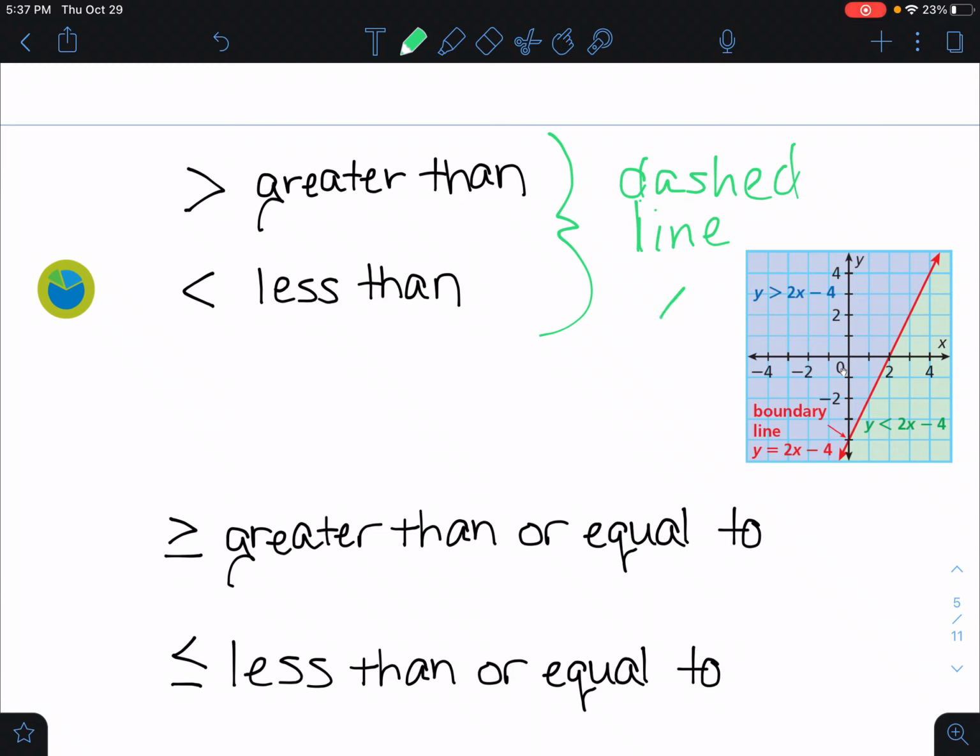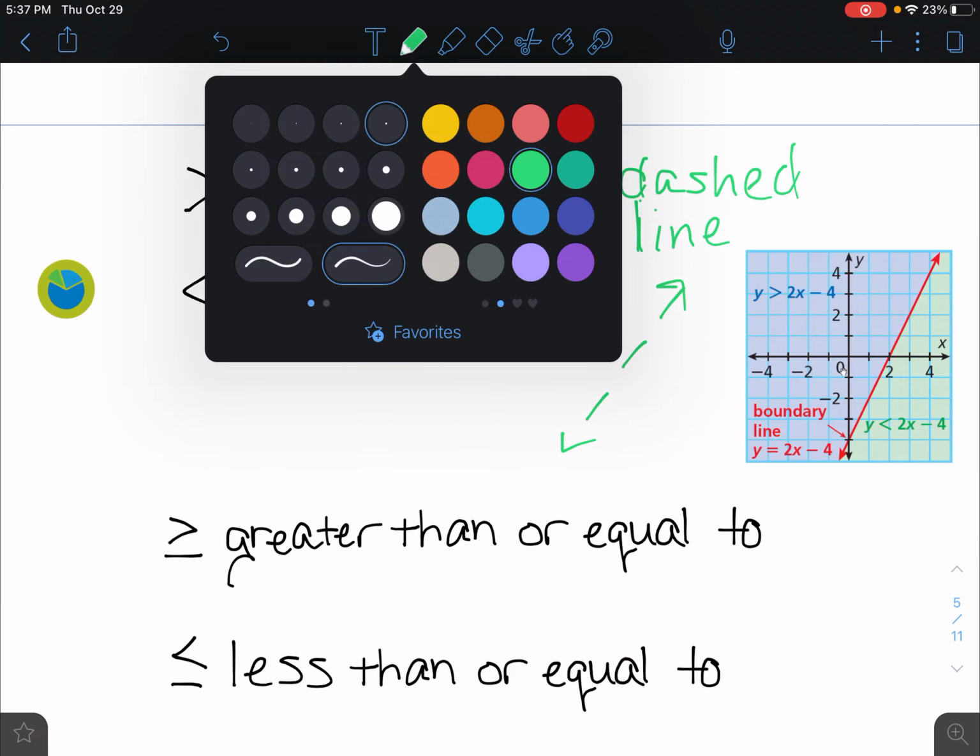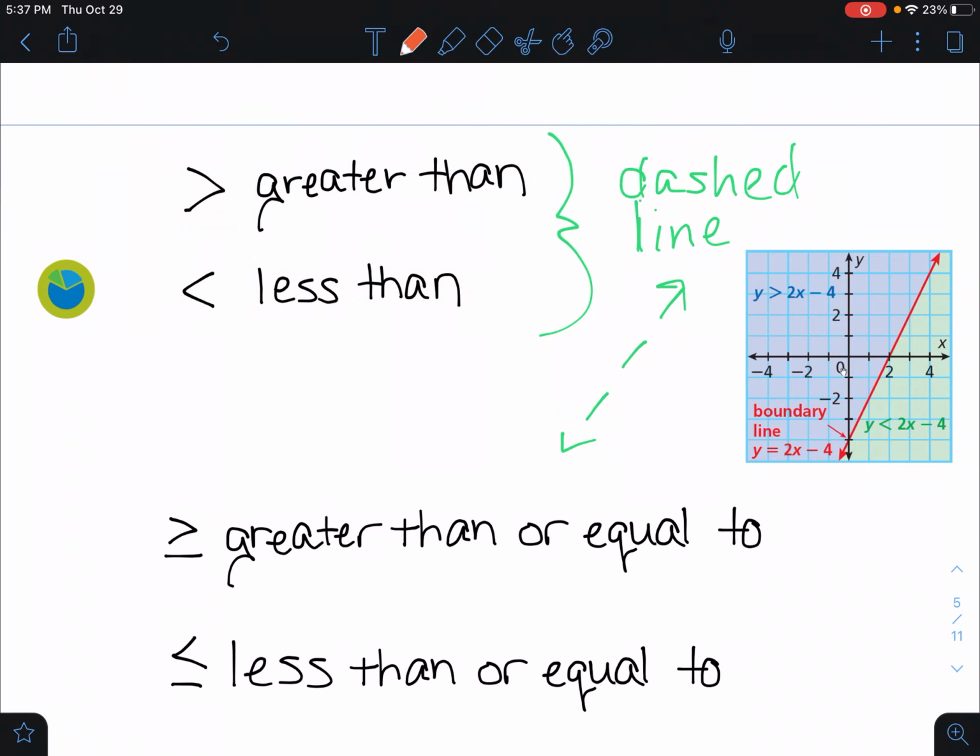Okay, so you'll draw your line. It'll look maybe like that. Okay. Now, if the boundary line is included, in other words, greater than or equal to, or less than or equal to, so it's got the or equal to, so that means we want to keep that line as a part of the solution set, then you're going to do a solid line.